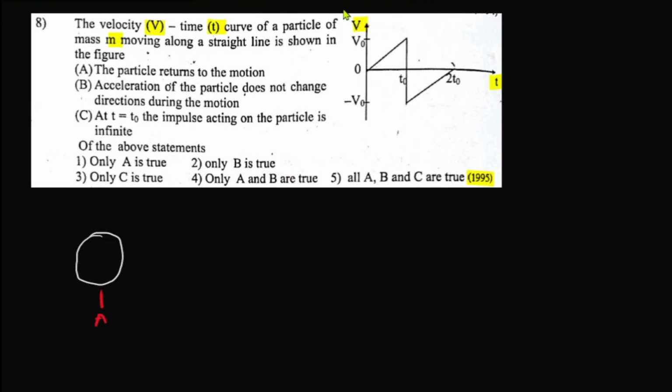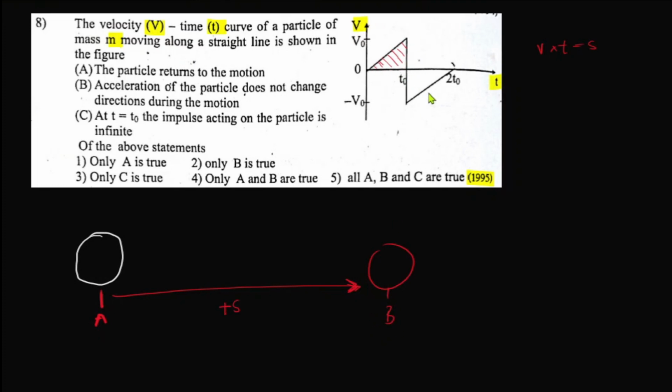What does the area of the velocity time curve give? The area of the velocity time curve gives the displacement. So v into t gives the displacement. We have learned these things under the graph lesson. This has a positive displacement, so we assume it's moving positively, a positive distance s. Let's assume this point is point B.